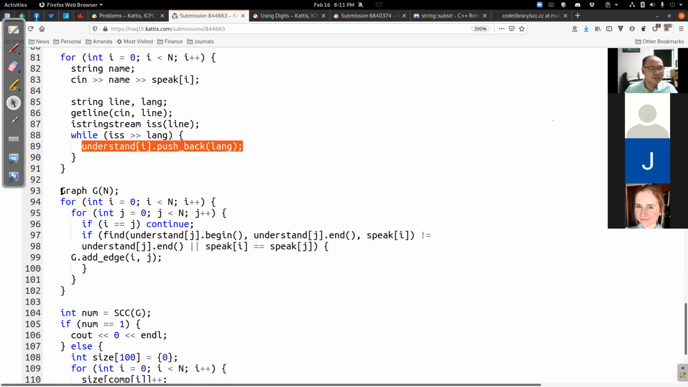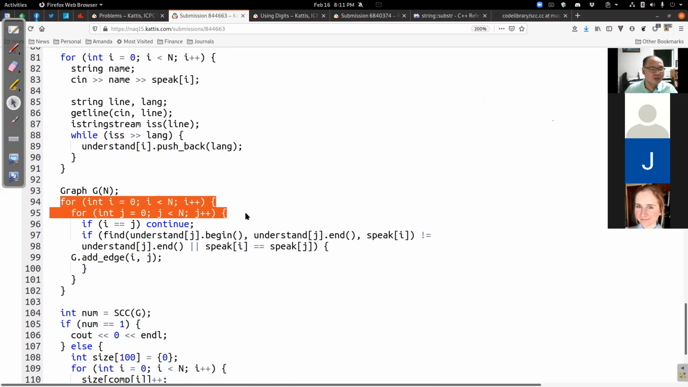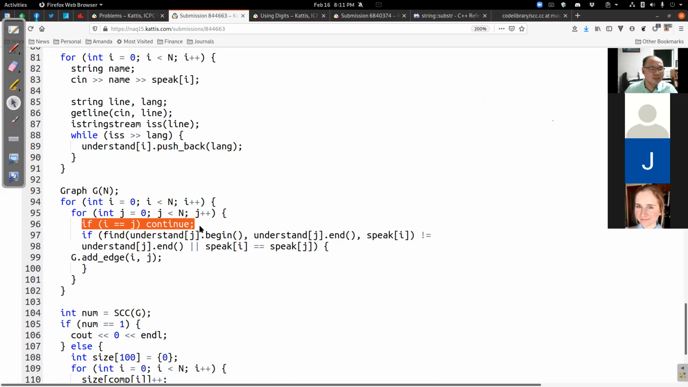And then I construct a graph. I look at all possible pairs of people. If they're the same person, I just don't worry about it. And then this is just a way to say: is the language that I speak in the list of languages that J understands, or do they speak the same language? In other words, if whatever I speaks can be understood by J, I add an edge.